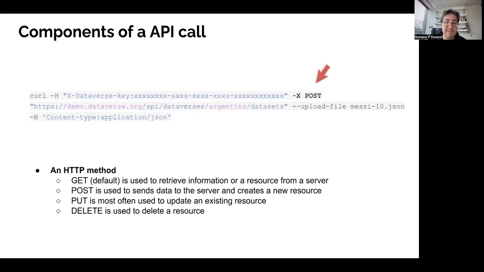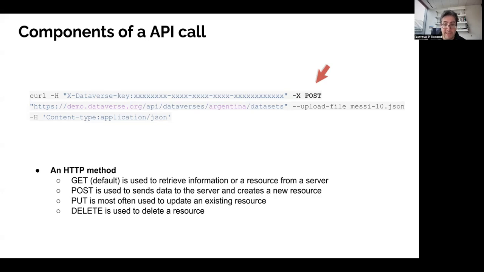The next thing you need is an HTTP method on what you're trying to do. And if you don't include this, by default, the HTTP method is get. And get is the most straightforward. It's used to retrieve information or a resource from the server. It's read only and gets you information.